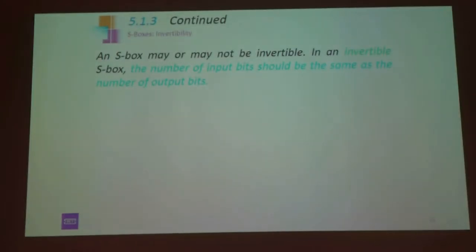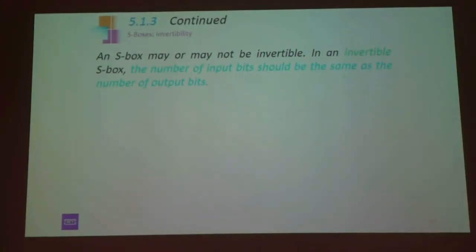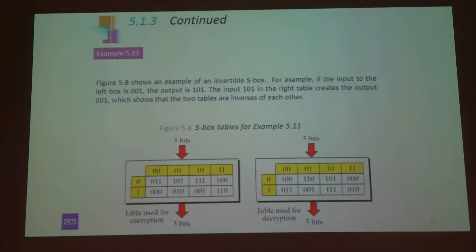So here we're trying to tell you there are different mechanisms for substitution. The S-box may or may not be invertible. In an invertible S-box, the number of input bits should be the same as the number of output bits. So it has to be straight to be invertible. Same thing in here, 3 bits, so the S-box table is for the exam.